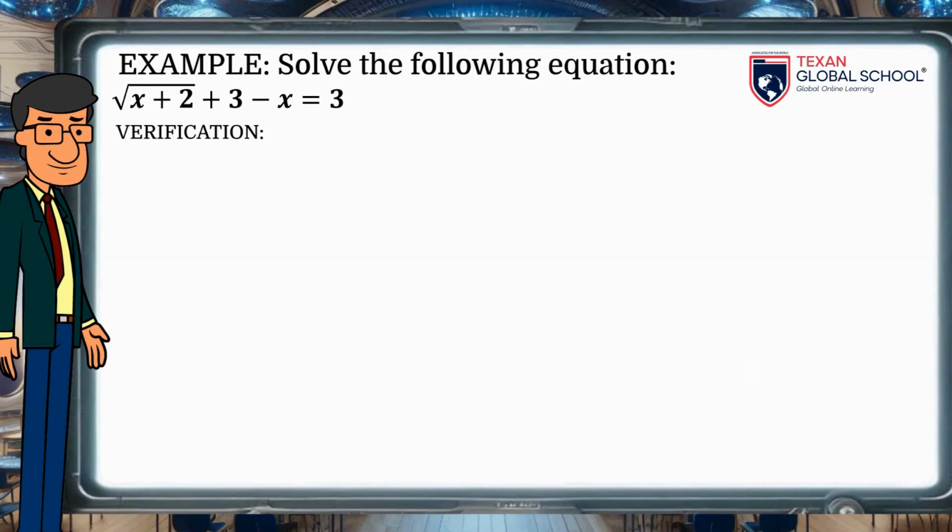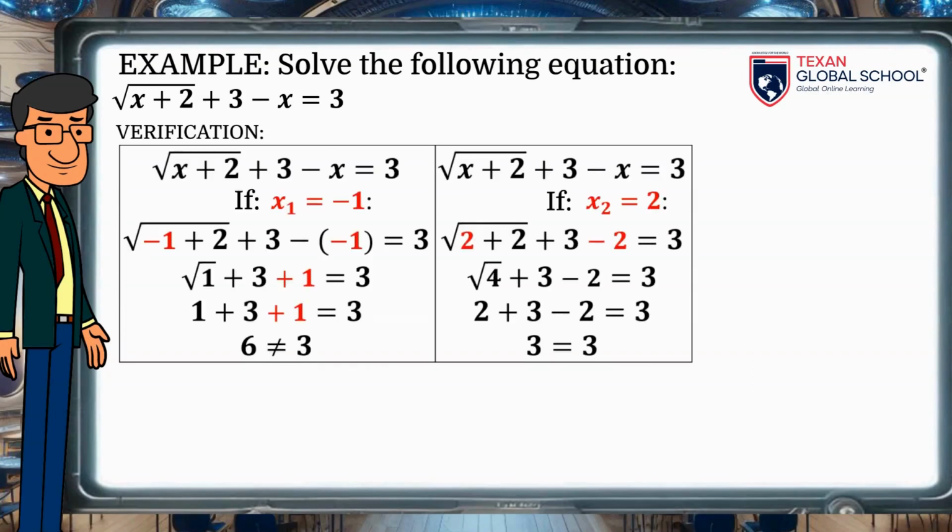However, we will verify each result. By independently substituting each value, we can see that the first solution does not satisfy the equality. The process is correct. However, the first one is a false solution. So the solution is x equals 2.